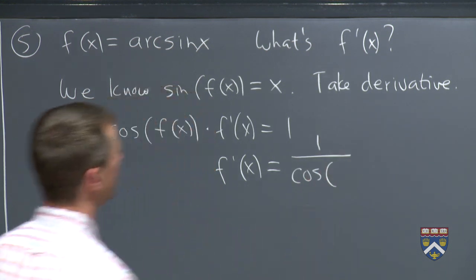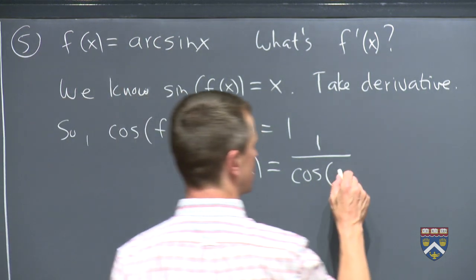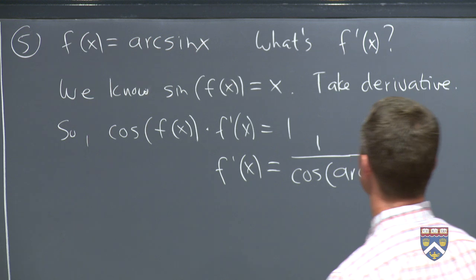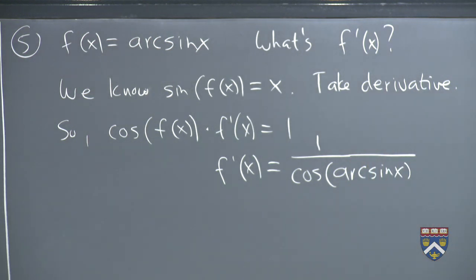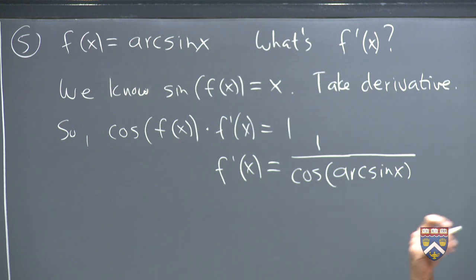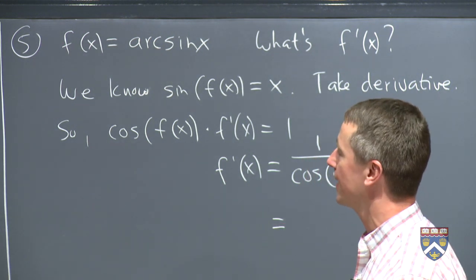cosine of f of x. But what is f of x? Arc sine of x. And does this look familiar? You've got an inverse trig function inside of a trig function. Remember back in week 2, we promised you that rewriting those without trig and inverse trig functions would come in handy. Here it is. We want to rewrite cosine of arc sine of x without using any trig or inverse trig functions. So let's leave a little bit of space here to figure out what that is.